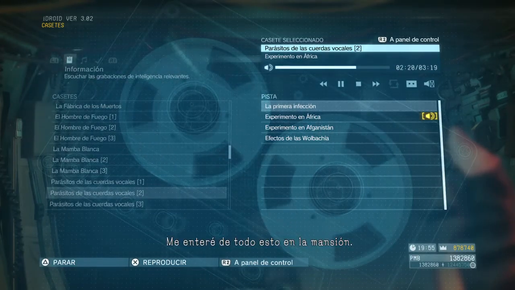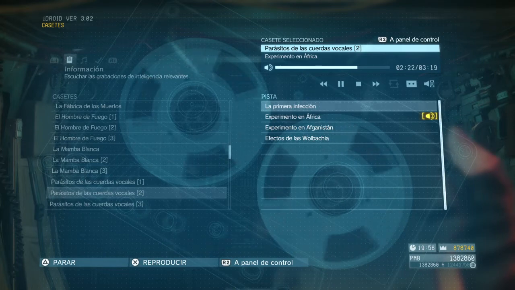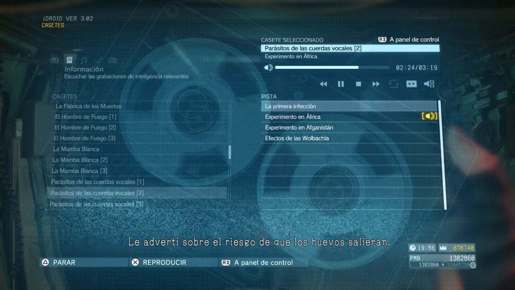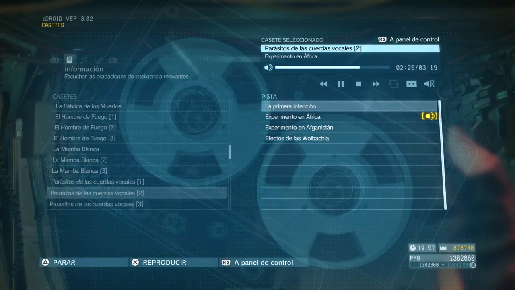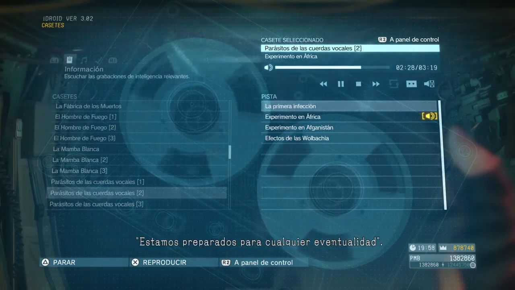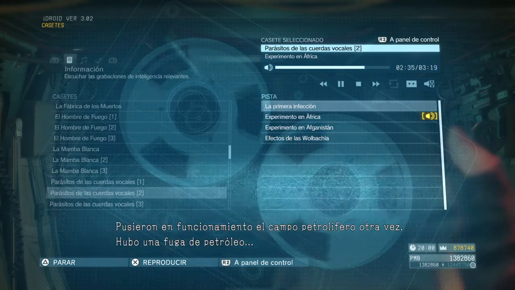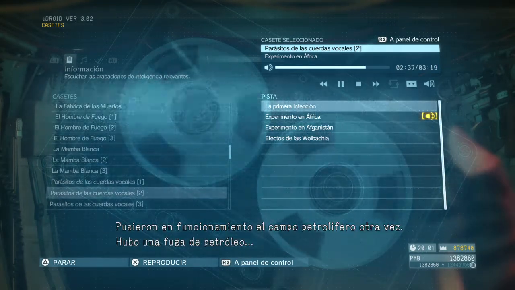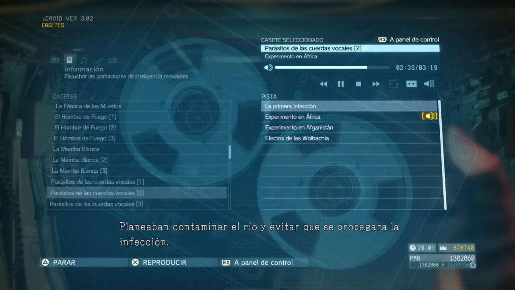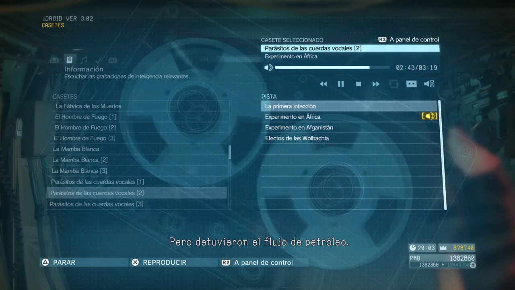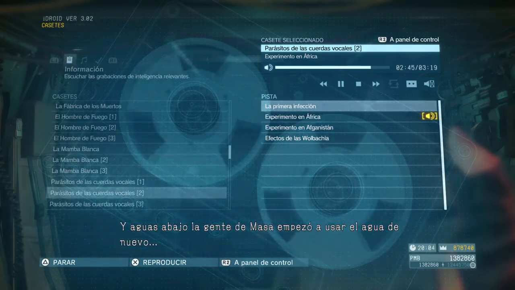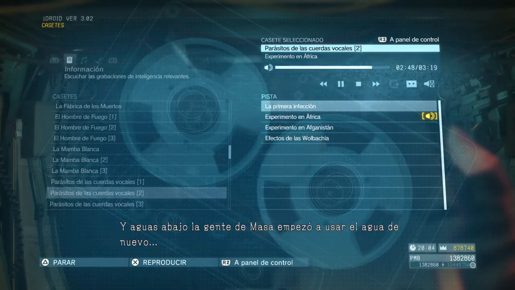I learned all of this at the mansion. I warned him of the risk of eggs getting out. And? We are prepared for any eventuality. I get it. Putting the oil field back online. The oil leaks, sane. They plan to pollute the river, prevent the spread of infection. But the oil flow was stopped, and downstream the people of Masa village started using the water again.